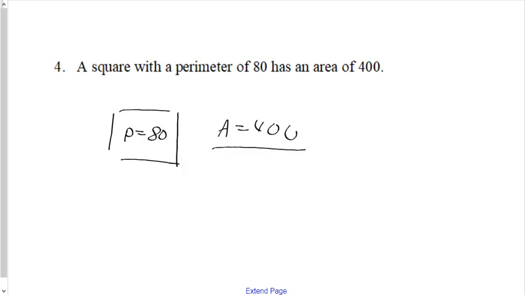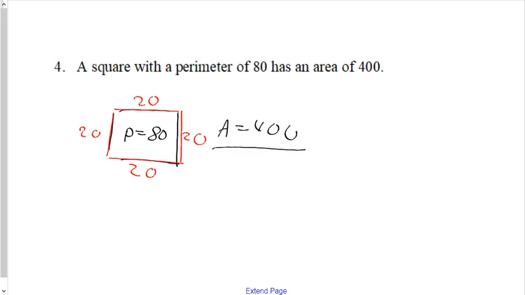Anybody, just say it out loud. 20. So I can put it in. Now, if that length is 20 and it's a square, then all of these are 20, correct? And what would the perimeter be of that square? The perimeter is the distance around, so it would be 20 plus 20 plus 20 plus 20. It would also be 80, right?